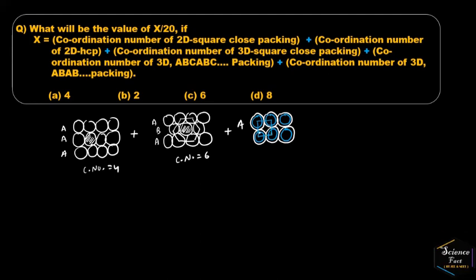And we know that the coordination number of the simple cubic system is 6. So the coordination number of this simple cubic system is equal to 6. We have already discussed this in the theoretical part of solid state. You can refer to that video also.